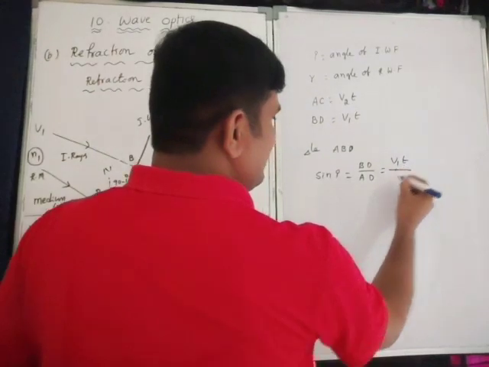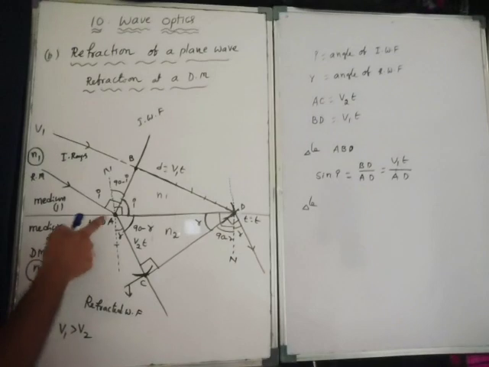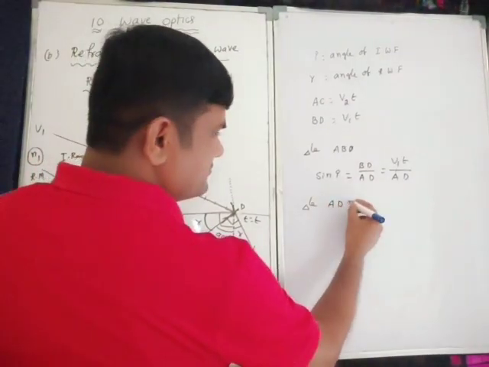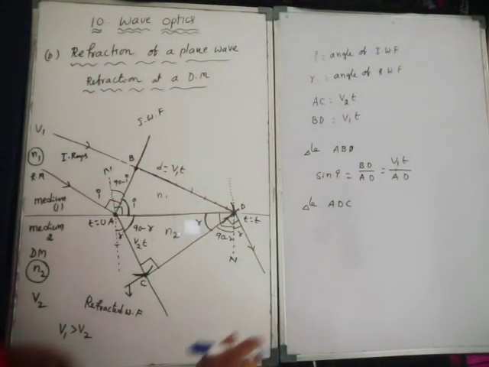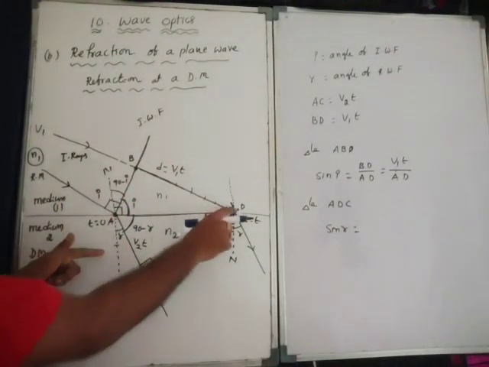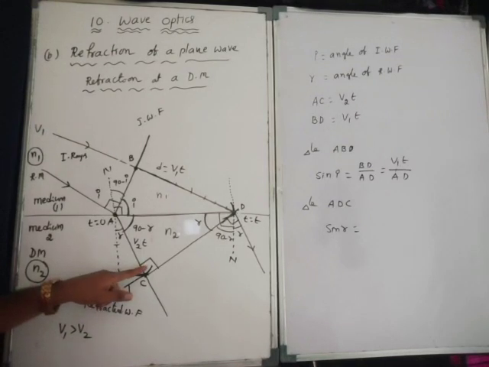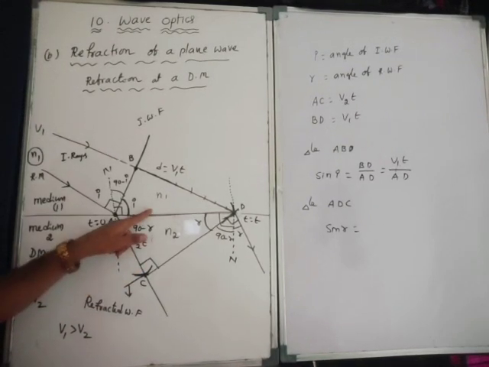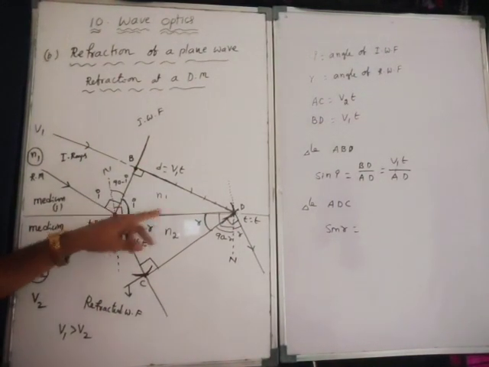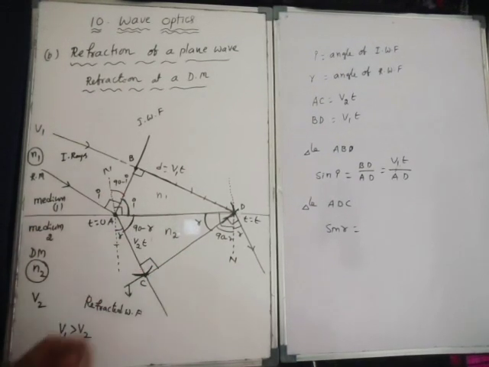V1 into T divided by AD. Similarly, triangle ADC. So here sin R is equal to opposite side by hypotenuse. Remember, this is the 90 degree. So opposite is the hypotenuse, and this is the adjacent side.